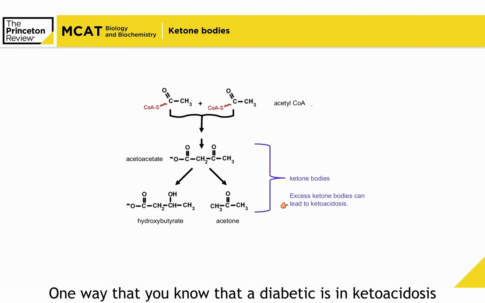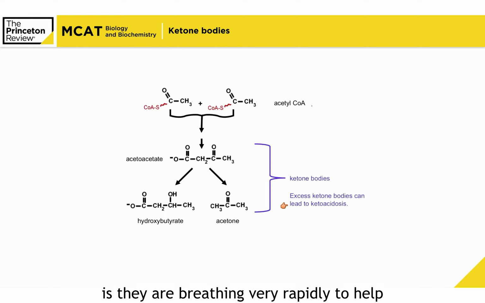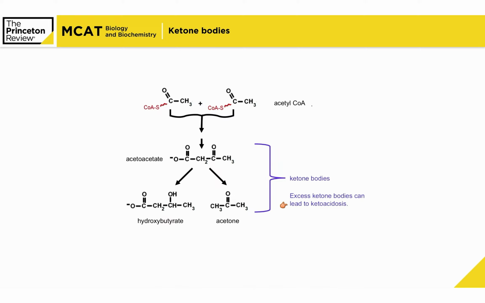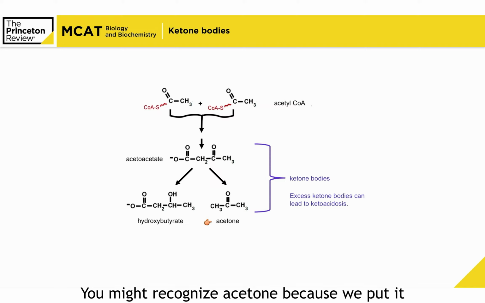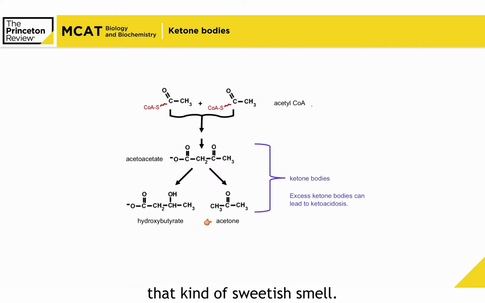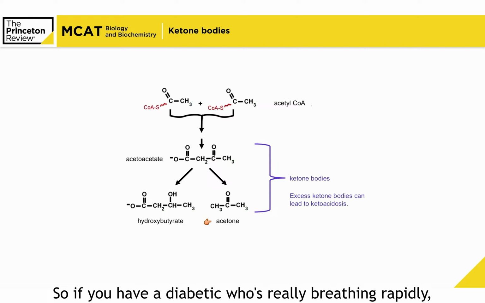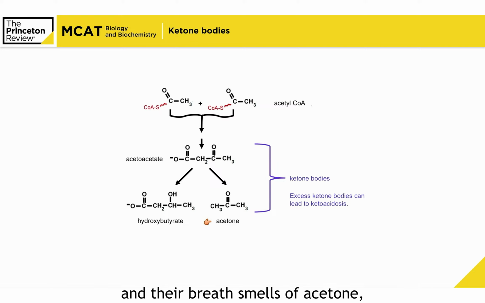One way that you know that a diabetic is in ketoacidosis is they are breathing very rapidly to help restore normal blood pH. And their breath smells of acetone. Acetone is a very volatile compound, and so it can be exhaled. You might recognize acetone because we put it in paint removers. Nail polish remover contains acetone, has that kind of sweetish smell. So if you have a diabetic who's really breathing rapidly and their breath smells of acetone, you know they're in some pretty dire straits, and they're going to need some help.